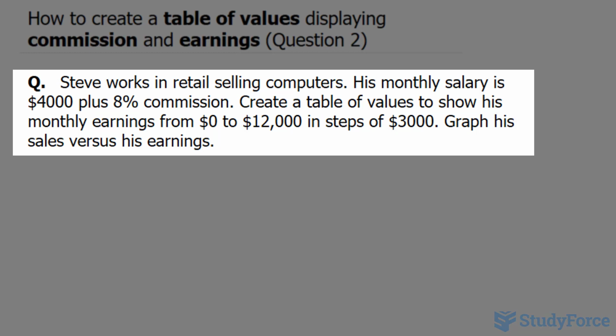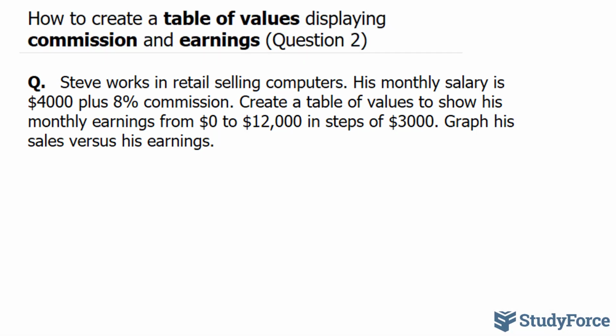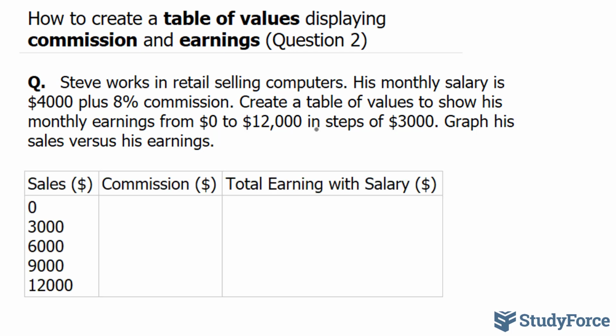Graph his sales versus his earnings. Just so that you understand here, Steve is earning $4,000 regardless of any sales he makes. We want to see how much he will earn in total if he makes up to $12,000 in sales in steps of 3,000. The first thing that I'll do is create a table, and this is how your table should look. If you've set up your table correctly, it should look something like this.